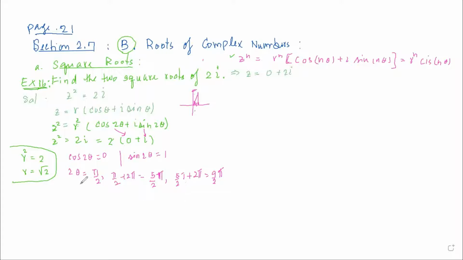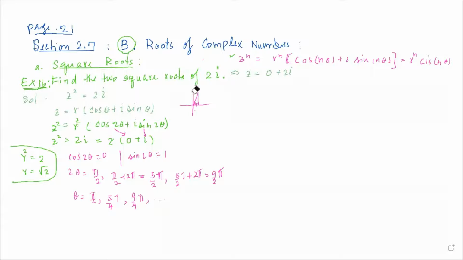Okay. So from this, we want only one theta, right? So divide by 2, right? So it becomes pi over 4. And this one, 5 over 2 pi, we divide by 2 as well, so it becomes 5 over 4 pi. And at the same time, this one, 9 over 2 pi divided by 2 for theta, is going to be 9 over 4 pi. So we can stop right here.